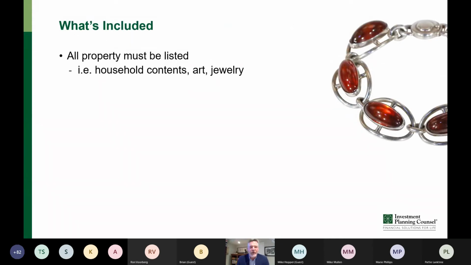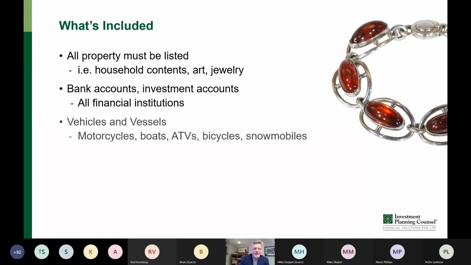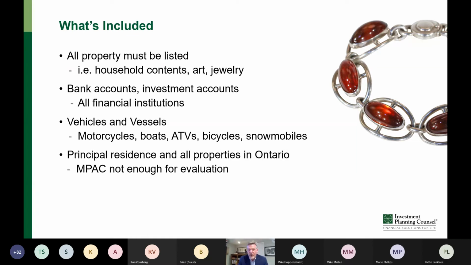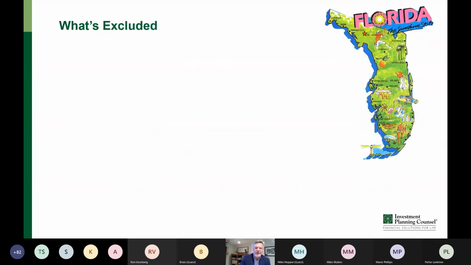This is very high level, but all property must be listed. Household contents, jewelry, bank accounts, investment accounts at all financial institutions, vehicles and vessels, including motorcycles, ATVs, etc. Principal residence and all properties in Ontario. You used to be able to use MPAC. That is not enough now. You now need to get a professional evaluator, not only for your residence, but for all your goods. Business interests, copyrights, patents, trademarks, loan receivables, those would be included in there as well.